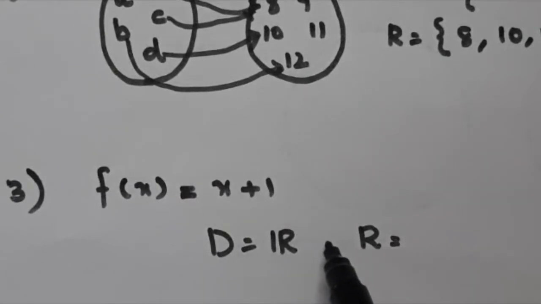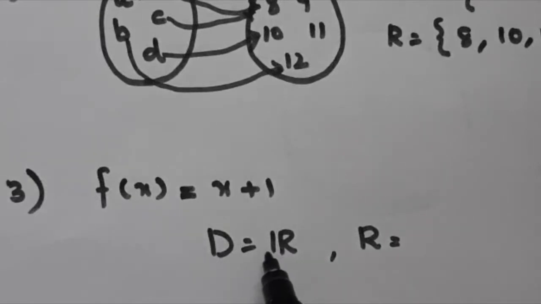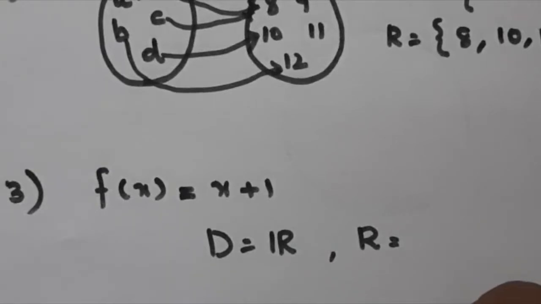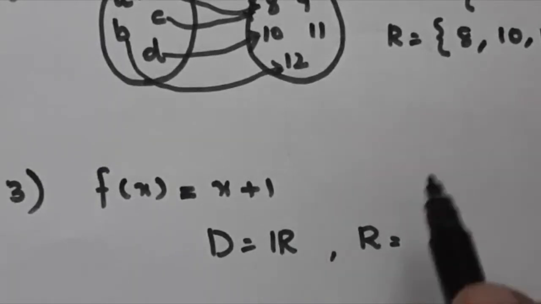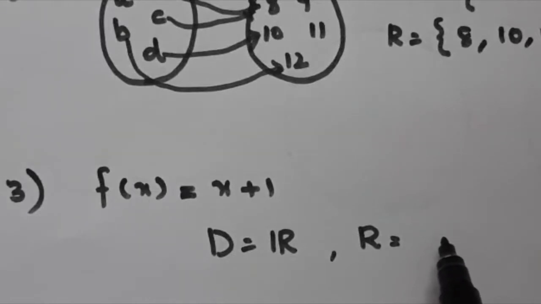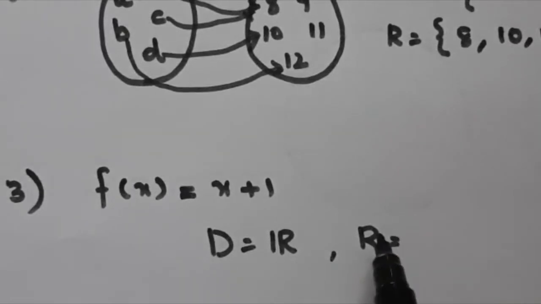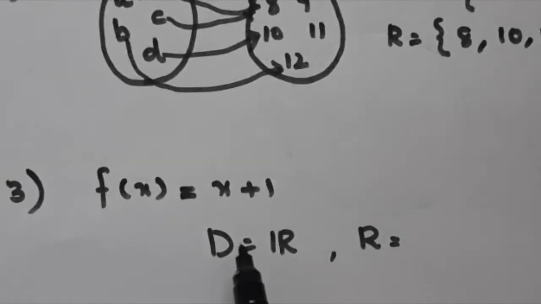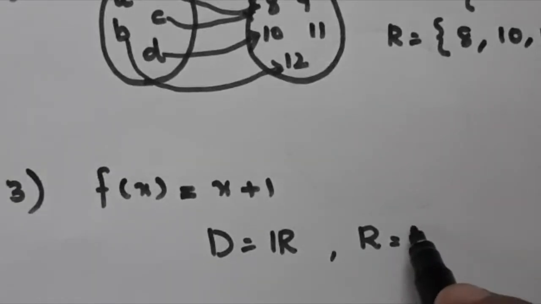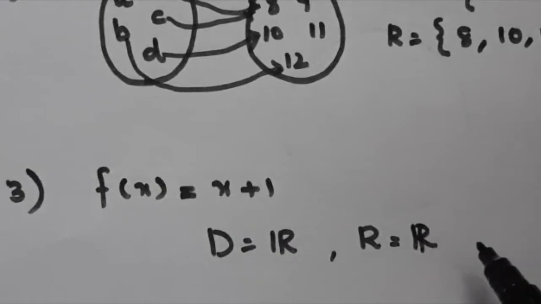And can any real number be the image of an element? Definitely, because x plus 1 is the image of x, which is 1 less than it. That means 3 is the image of 2, half is the image of minus half, and so on. That means any real number can be the image of a real number which is 1 less than it. In short, the image is a real number and any real number can be an image of this function. Therefore, range is the set of real numbers itself.